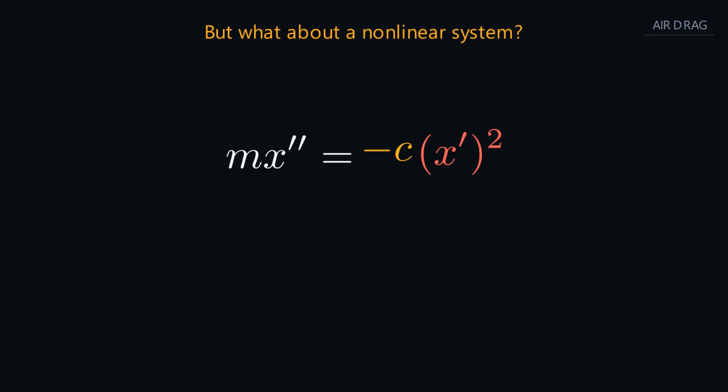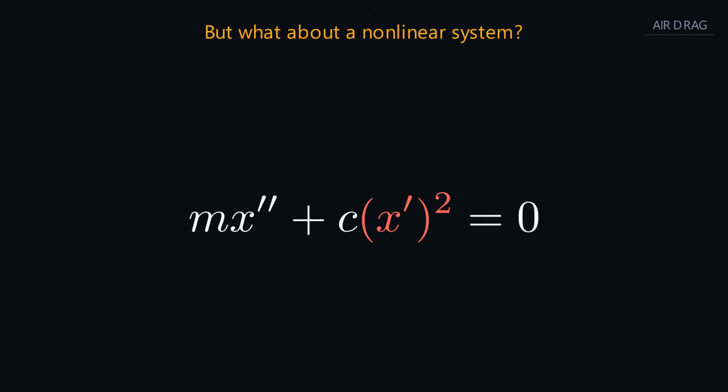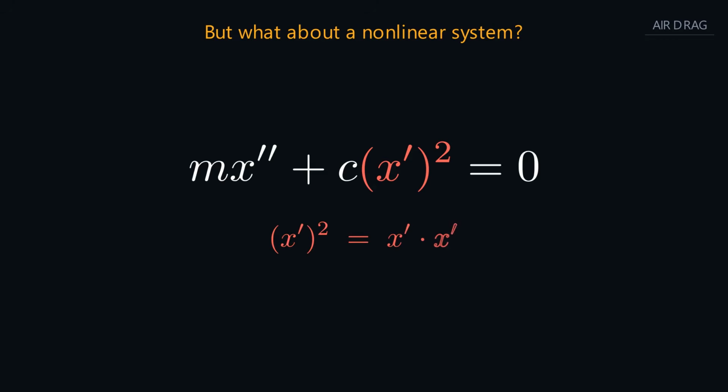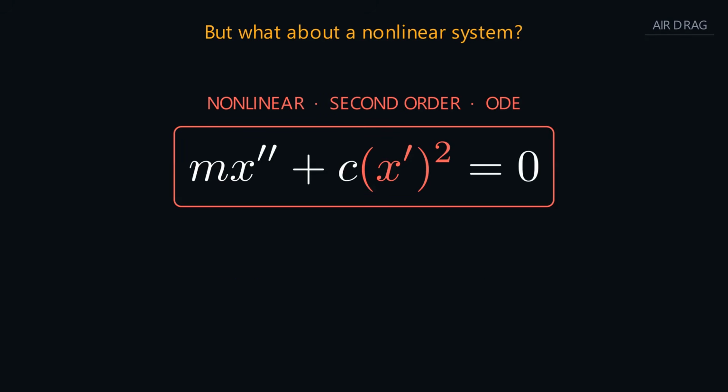Sorry, I was messing up. Let me repeat that one more time. m x double prime plus c x prime squared equals 0. That is not linear because that x prime squared is x prime times x prime, which is not linear and makes it way more complicated. This is now a non-linear ordinary differential equation.